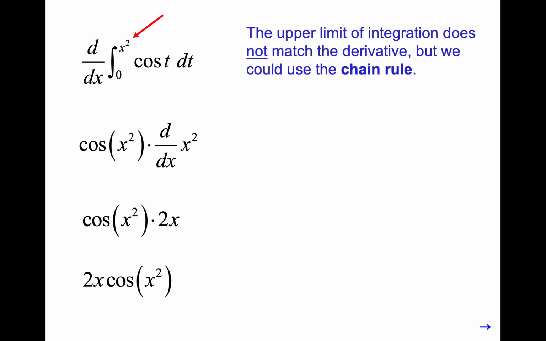Okay, so on that, again, because this didn't match exactly, you still plug in the x squared and get cosine x squared, but then because it wasn't just an x, you have to take the derivative of what's inside.